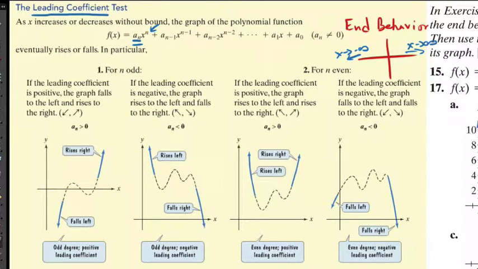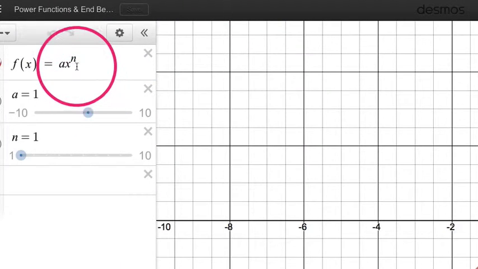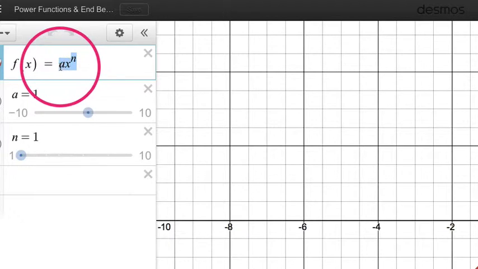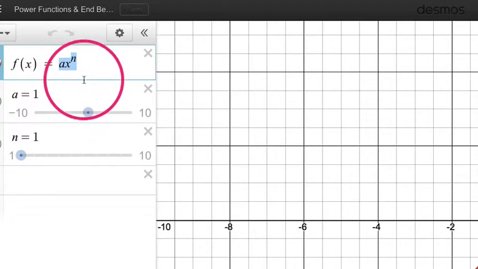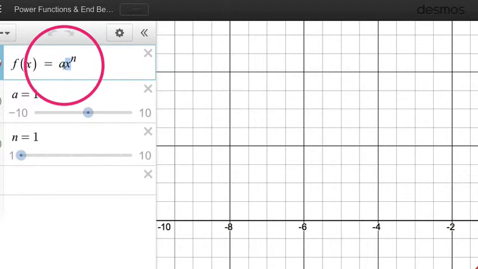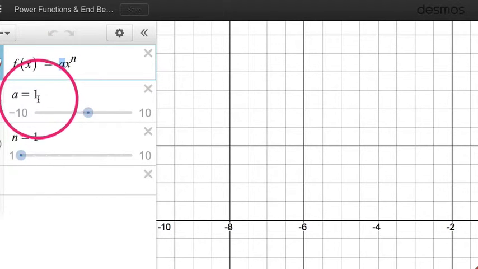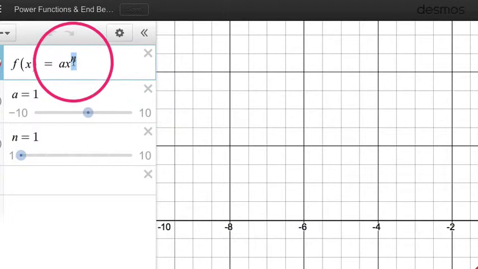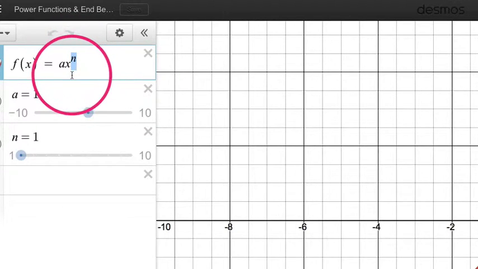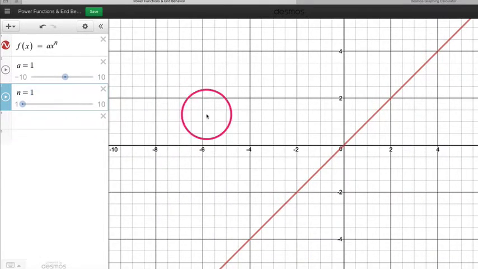What I've done is I created over here in Desmos what we call a power function. A power function is a polynomial function that basically just has one term, and it's that term to some power here. When you look at my power function, what I want you to notice is right now my a value, since this is the only term, is technically the leading coefficient. Right now I've got my a equal to 1. Likewise, n here would be my highest exponent, so that's the degree, and right now my degree is 1.